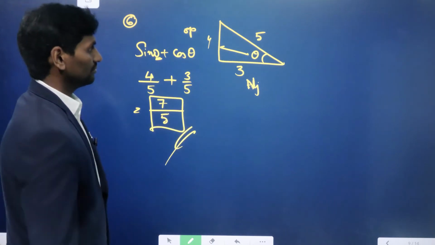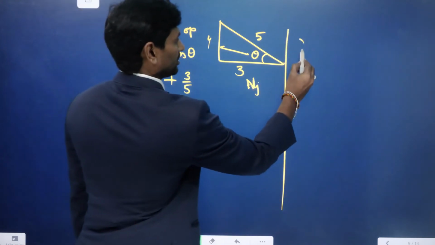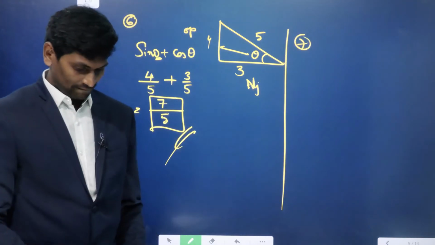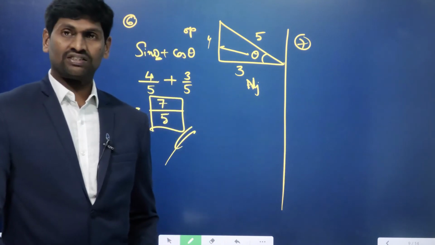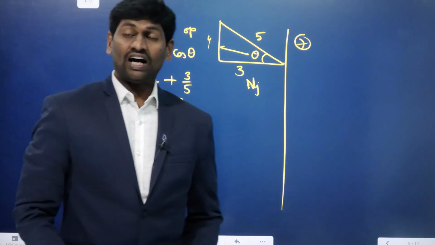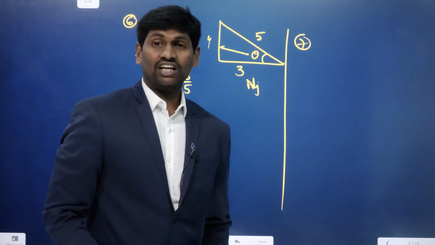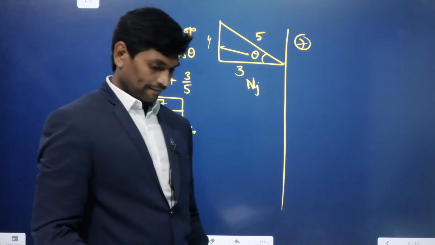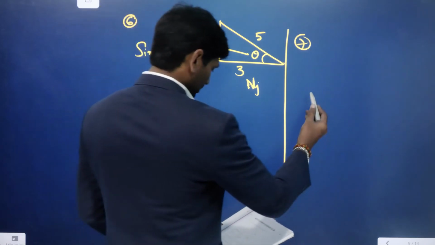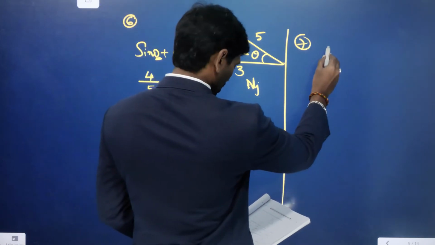Done. Question number 1. Very easy problems these are all. In the gradient system, 1 grade equals to 100 minutes. (1 degree equals to 60 minutes.) So option 2, 100.